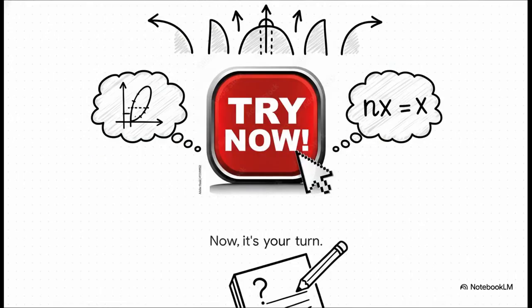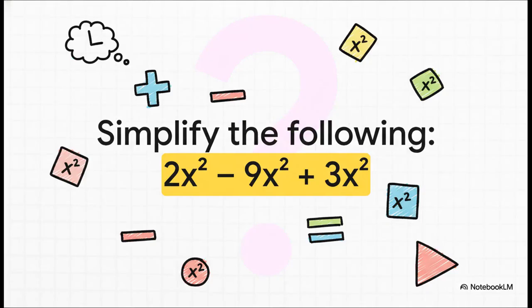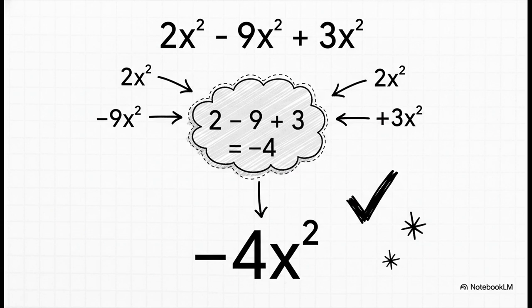Okay, you saw how I did it. But honestly, the best way to really get this stuff to stick is to try it yourself. So let's do a quick practice run. Here we go. Now notice that all three of these are like terms. They all have an x squared. So go ahead and pause this for a second, work it out, and then just hit play when you think you've got the answer. All right, ready? Let's see how you did.